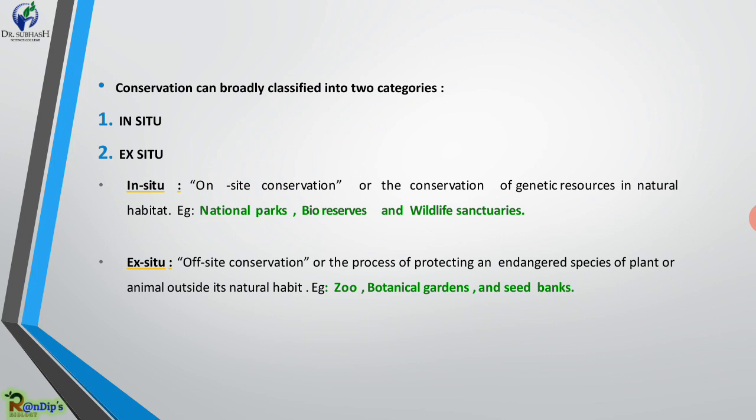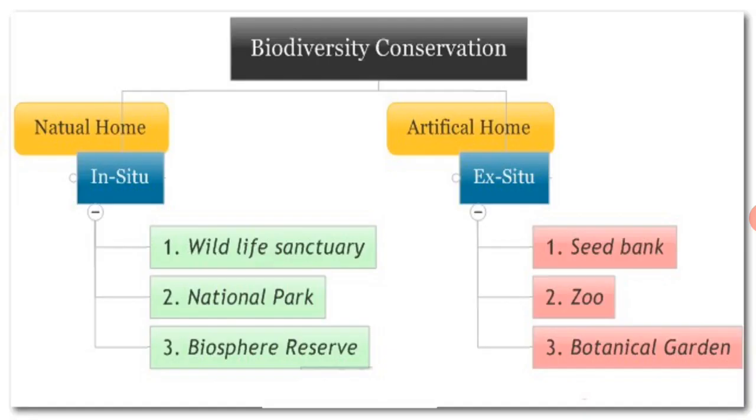And ex situ means the off-site conservation, or the process of protecting an endangered species of plants and animals outside of the natural habitat, like zoo, botanical garden and seed bank. In the flow chart, we can see biodiversity conservation in two types, natural home and artificial home. The natural home is called in situ conservation, in the form of wildlife sanctuary, national park and biosphere reserve. And artificial home means ex situ conservation like seed bank, zoo and botanical gardens.